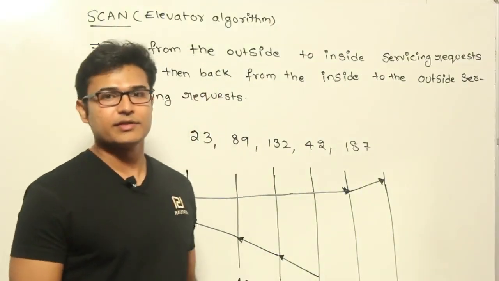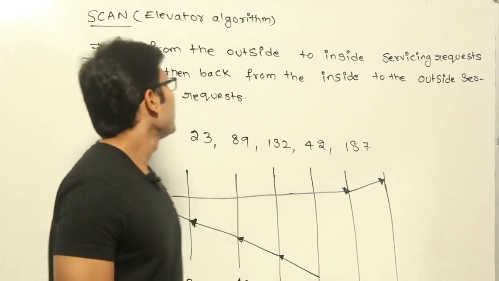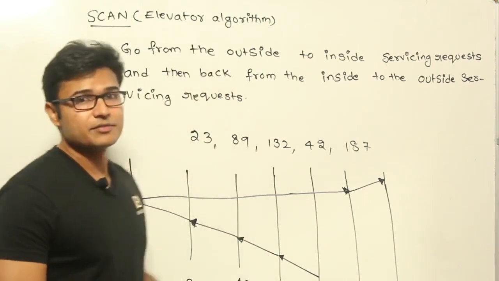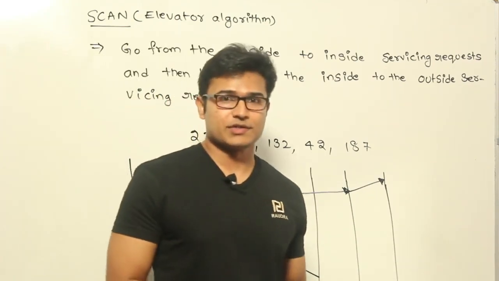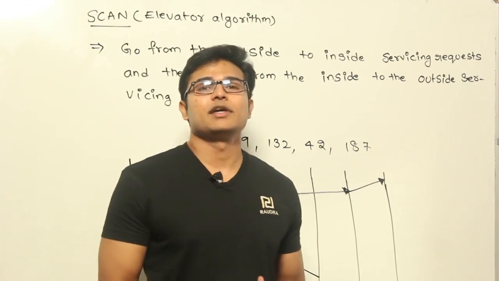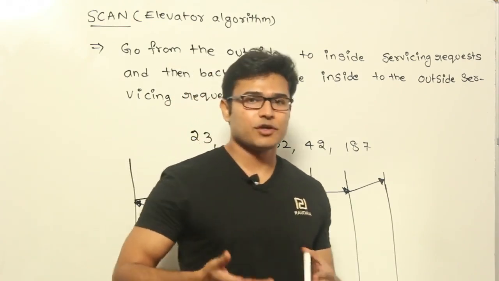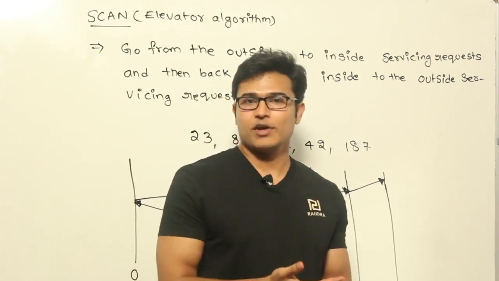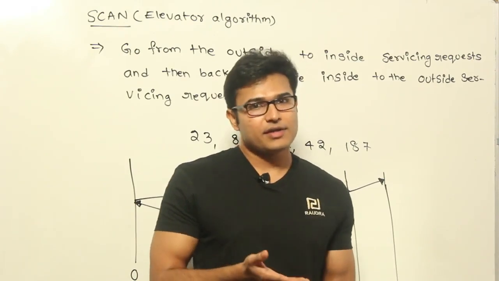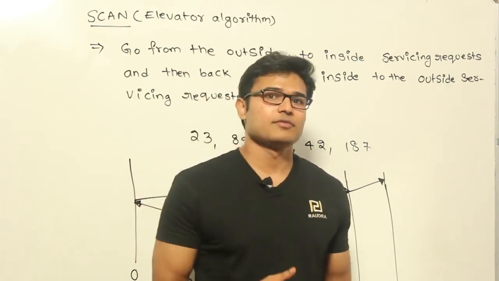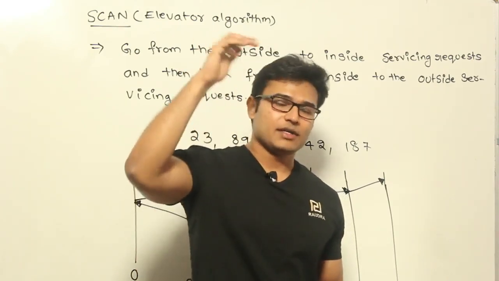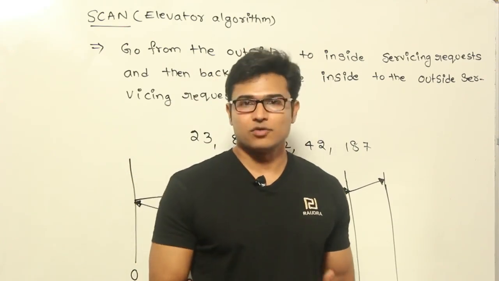Now let's see the next algorithm, which is called the SCAN algorithm, and it is also called the elevator algorithm. Elevator means the lift that you use. If you observe the way an elevator works, it starts from one point, let us say from the ground floor, then goes till the top floor, and after that it comes back to the ground floor, right?